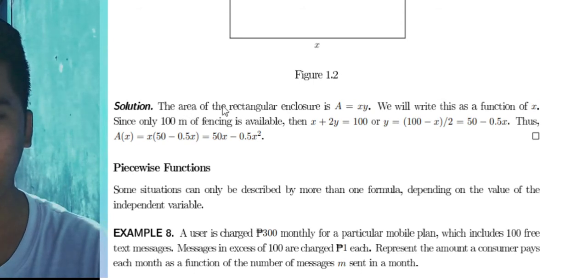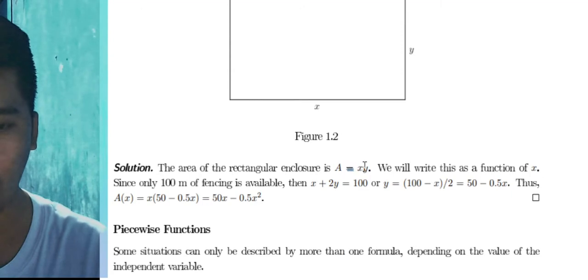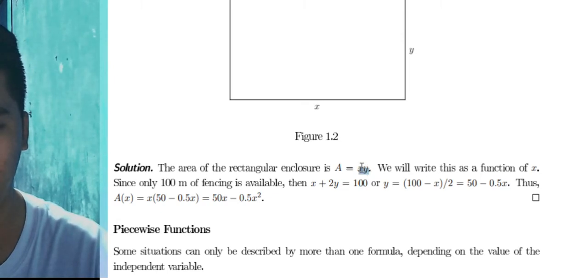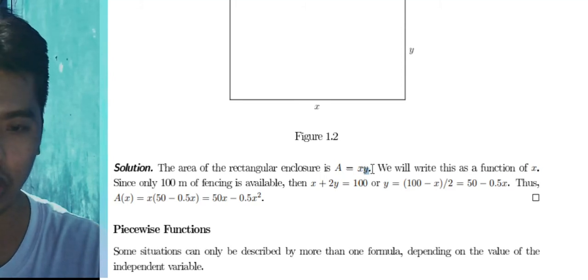So the area of the rectangular enclosure is A equals x times y. This would be the length times width. Again, as I mentioned earlier, it doesn't matter if the x is your length and the y is your width. It doesn't matter.